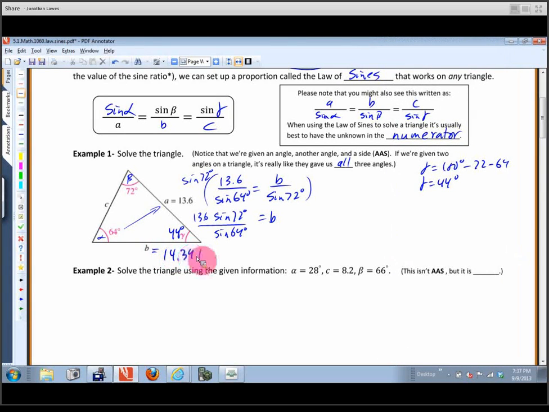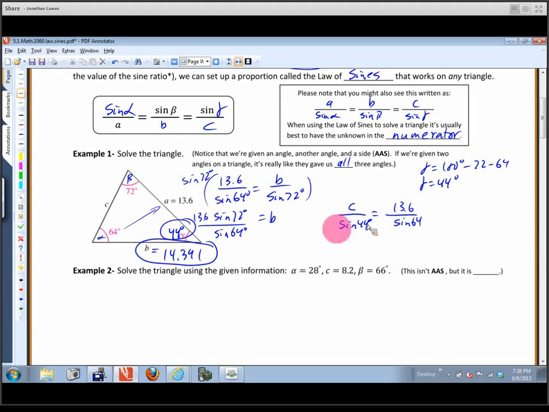Now again, pay attention to the instructions. Make sure you do it according to those. If it says round to the nearest tenth, then of course this would be 14.4. You wouldn't want to use that rounded answer to produce this other one over here. So in order to find side C, I'm going to set up the same relationship. So I'm going to do C over sine of 44 degrees is equal to, and again, I'm going to use this one where I have both of those quantities, no rounding or anything like that, 13.6 and sine of 64.